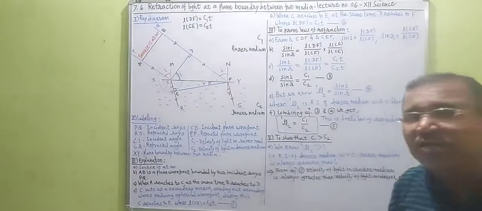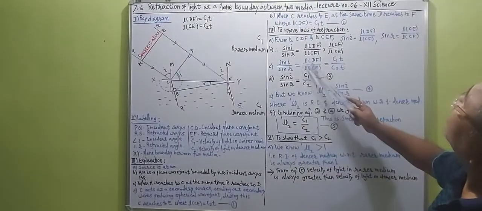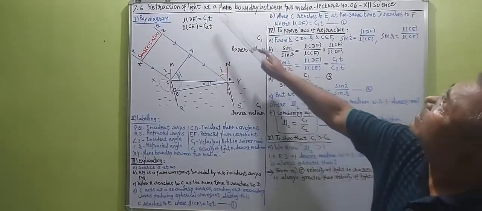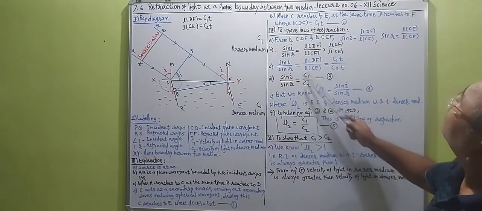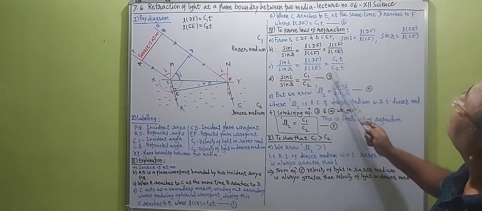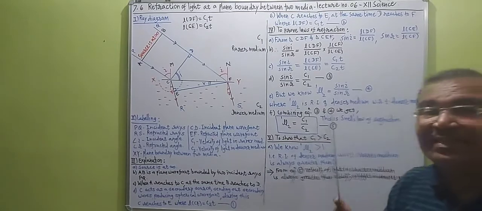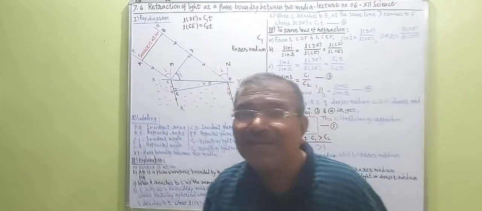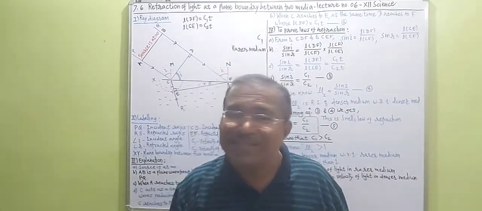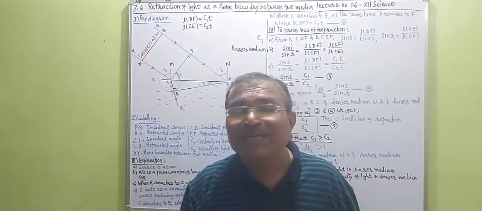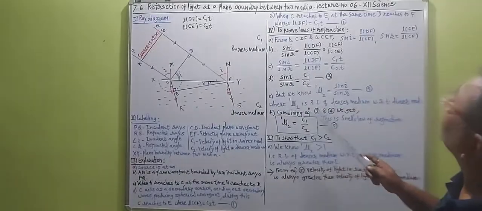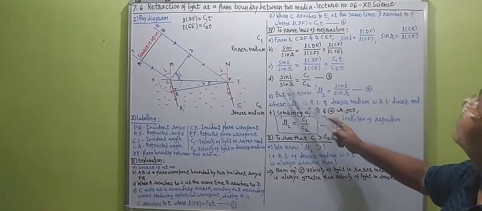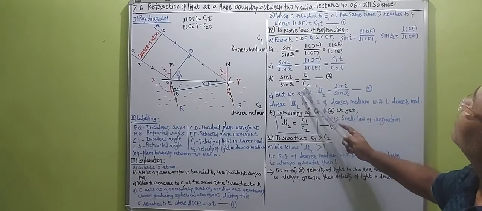But we know, dear students, what is length of DF. Length of DF is equal to c1t. What is length of CE? Length of CE is equal to c2t. What is c1? Velocity of light in rarer medium. And what is c2? Velocity of light in denser medium. Then t gets cancelled and you will get sin i upon sin r is equal to c1 upon c2.